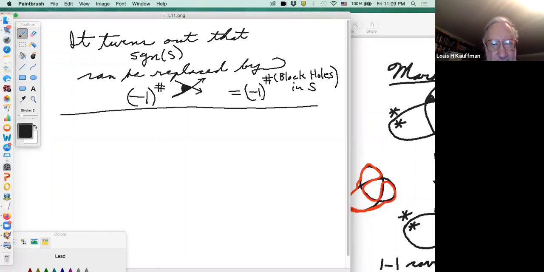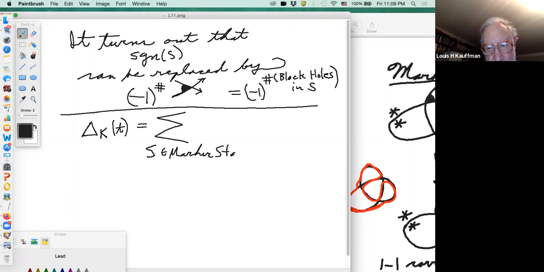So now what do we have? Now we have that the Alexander polynomial in T is equal to the sum over S belonging to marker states K_S of -1 to the number of black holes.